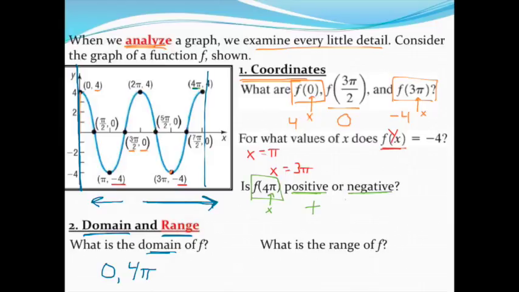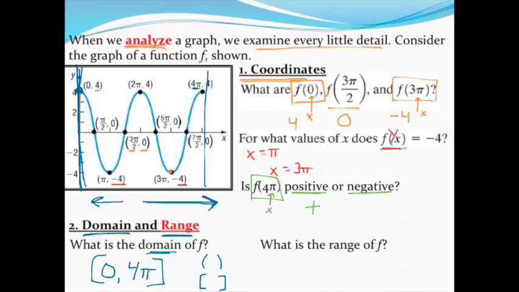I've also got to figure out what kind of symbols I can use. I can use parentheses if I'm not allowed to equal those values, or I can use these squared off brackets if I am allowed to be equal to those values. Well, I can check my graph and I can see that, yeah, I can get all the way to 0. There's a filled in circle, so I can use these squared off brackets to say that that's my domain.